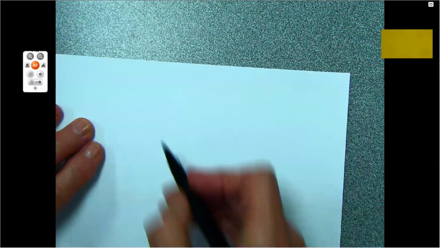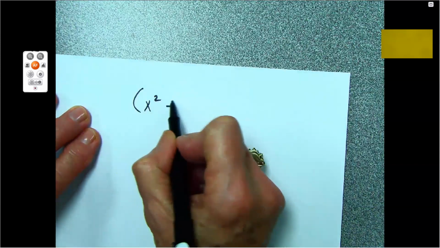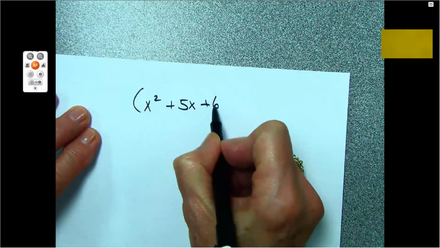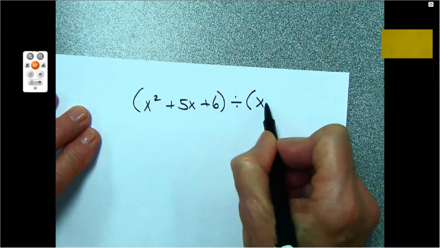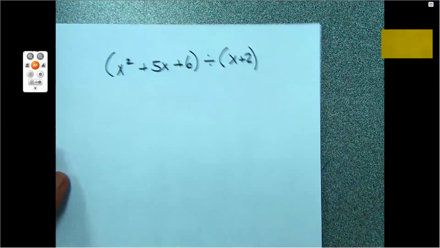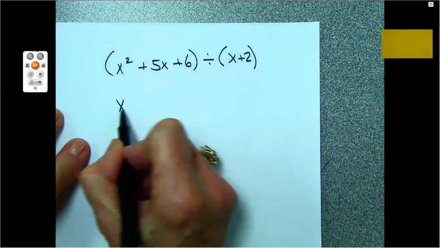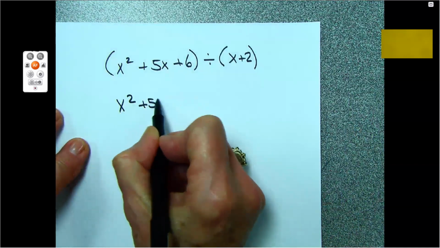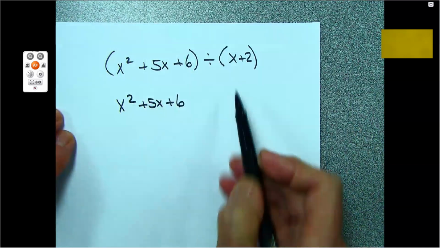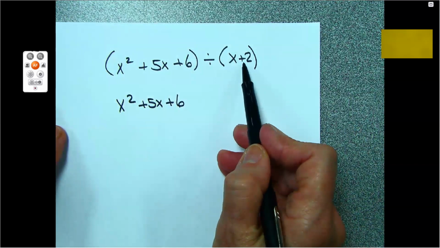Dividing polynomials. x squared plus 5x plus 6 divided by x plus 2. The first few that we looked at were a monomial divided by a monomial. We had a trinomial divided by a monomial. Now we're looking at a trinomial divided by a binomial.